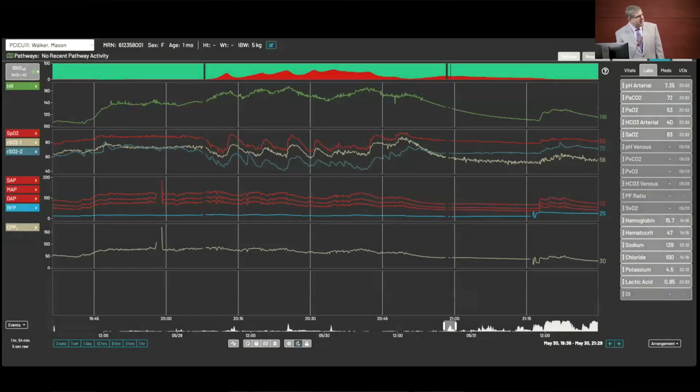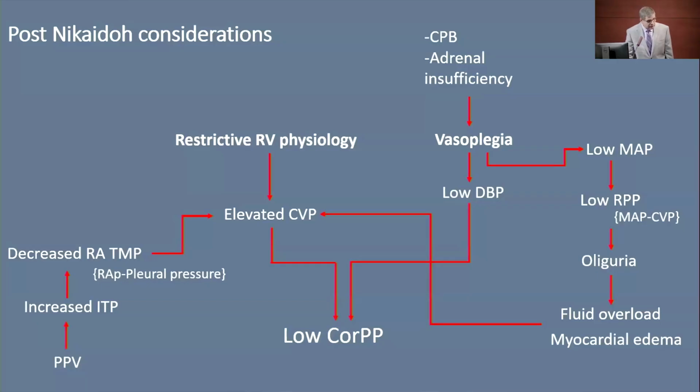Again, this T3 provides you with continuous measurement of the coronary perfusion pressure by continuously deducting the CVP from the diastolic. So I'm getting to the summary. I'm almost done here. Some major physiological aspects that we need to focus on. First is the restrictive RV physiology. Second is the vasoplegia that's driven by the bypass and adrenal insufficiency.